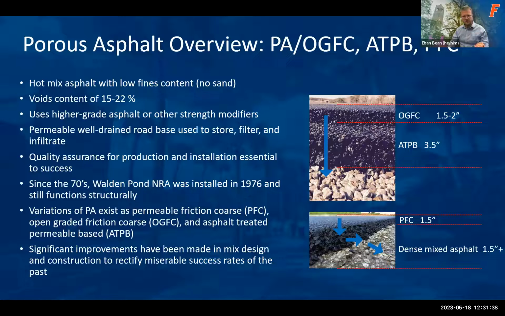Another type of porous asphalt is pervious friction course. This is typically just a top layer over dense mixed asphalt or your conventional impermeable asphalt. This allows water to drain through the very top surface of the pavement where that's in contact with the tires and flow laterally through it off the site without having hydroplaning.